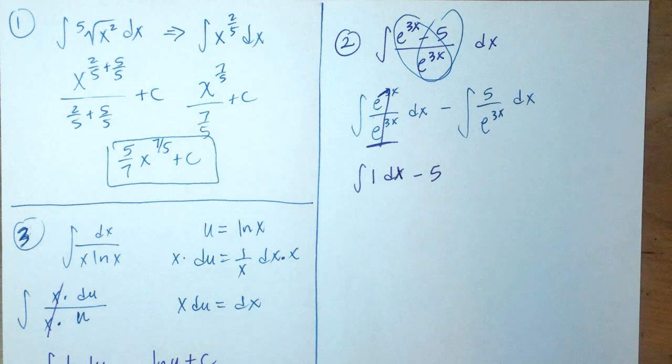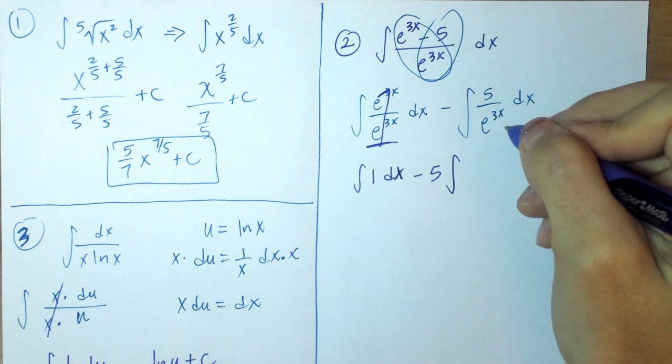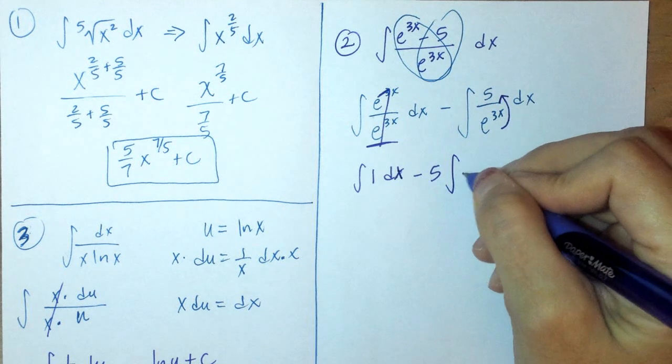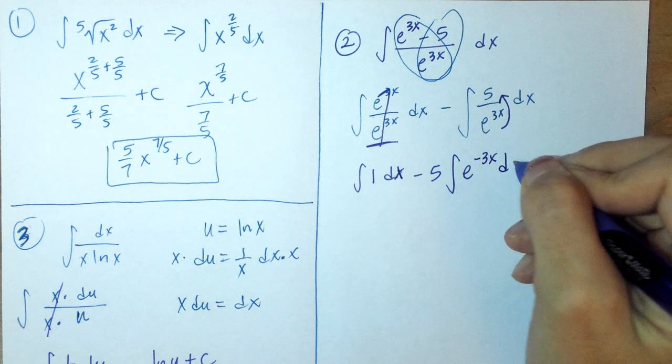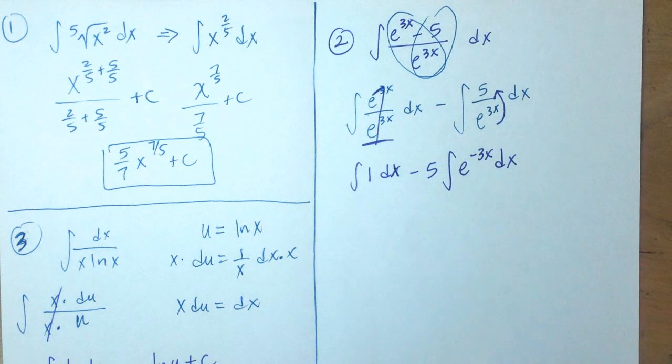minus, bless you, factor out your 5. And then I'm going to bring this e up. So you get e to the negative 3x dx. Looks like that. I'll pause to give you guys some time to catch up. And so you're going to take the integrals separately, right?